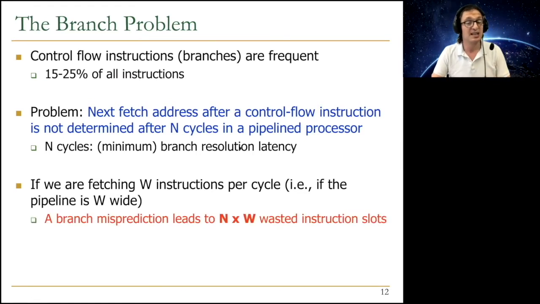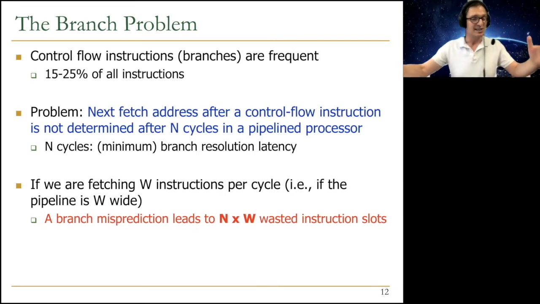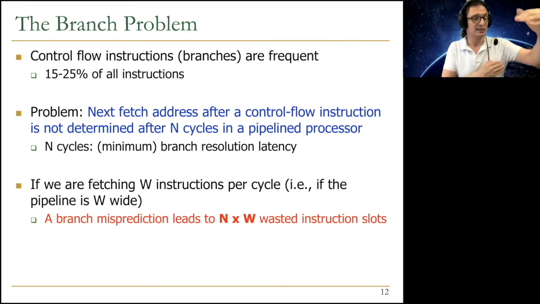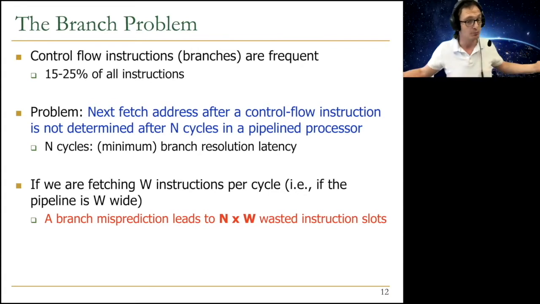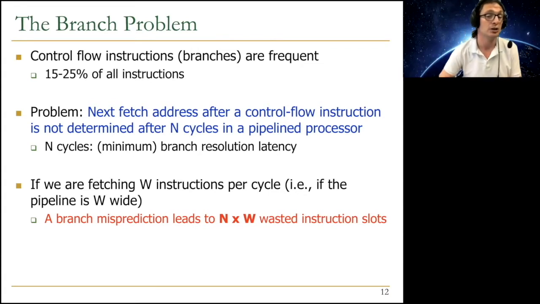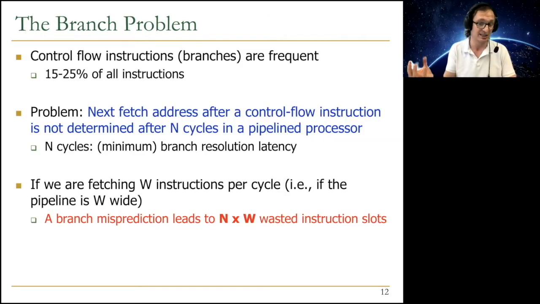A branch misprediction leads to n times W wasted instruction slots because you're waiting for n cycles at least, and each cycle you are supposed to fetch W instructions. You're wasting those opportunities. N times W instruction slots are wasted, and this is really the branch misprediction penalty in a superscalar machine. In a scalar machine, it's n cycles minimum. In a superscalar machine, it's n times W wasted instruction slots at minimum.